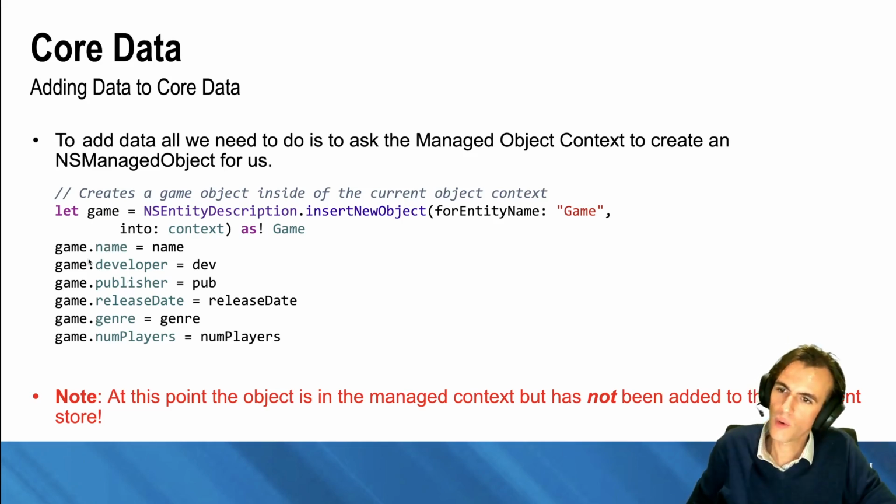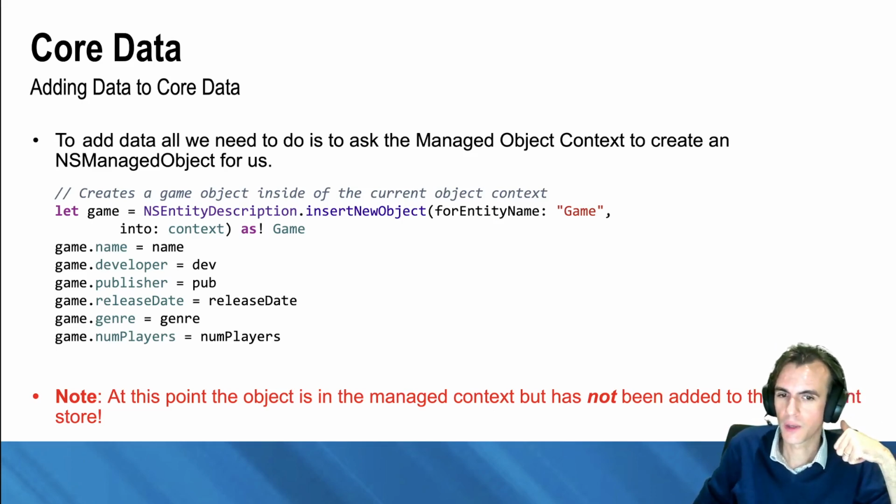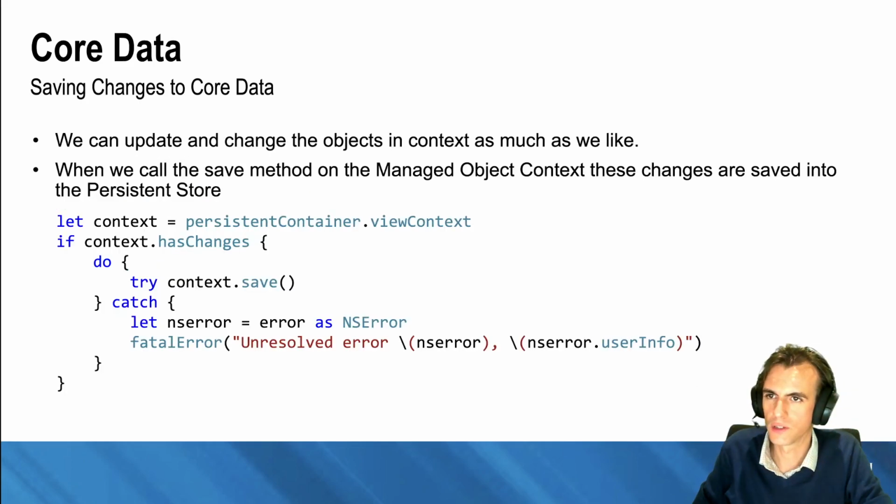Now, we talked about NSManagedObjects as being scratch pads. So one thing to note here is once you've done this, the object is in the managed object context, but it's not persisted to the store. So if the app just crashed or closed here, that data wouldn't actually be in Core Data. That's because the managed object context, you can think of it as dirty. It's in a state where there are some draft changes there, but it hasn't yet been saved. And it's only when you save the managed object context that those changes get persisted.